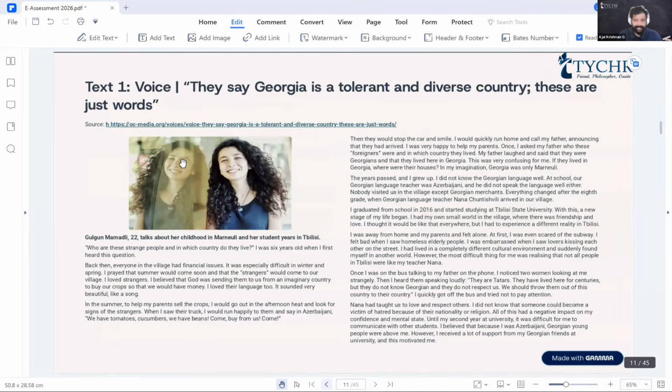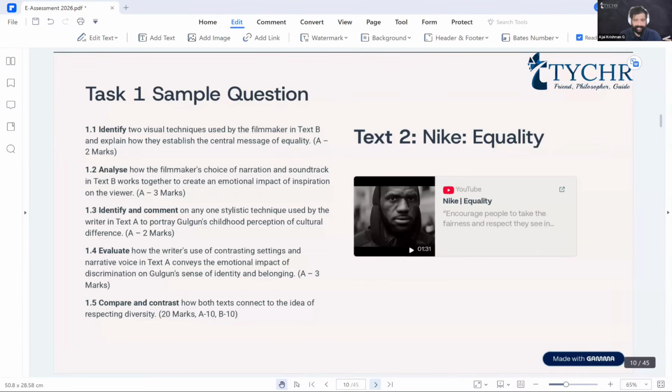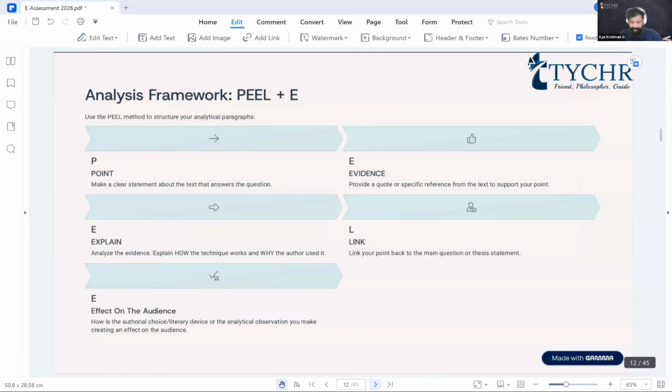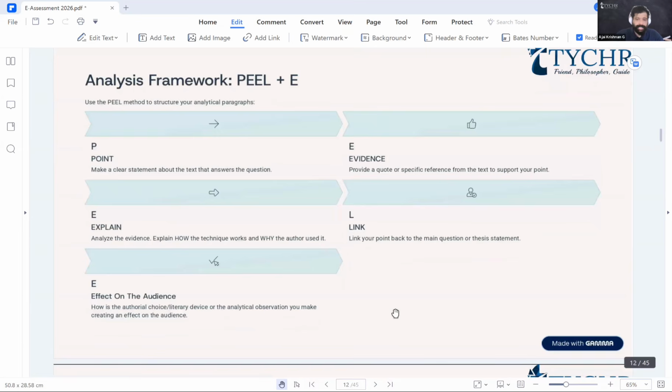Okay, so a compare and contrast will have a text like this, a text one and a text two, which will be a video. And then you're expected to write a long answer, around 400, 500, 600 words, wherein you will have at least 4 paragraphs: one introduction, one paragraph for the comparative aspect, one for the contrasting aspect, and one conclusion. And for every paragraph, we follow a structure, which I hope you have used multiple times in your classrooms, which is the PEEL structure or the PEEL+E structure. The extra E I'll explain in a minute.